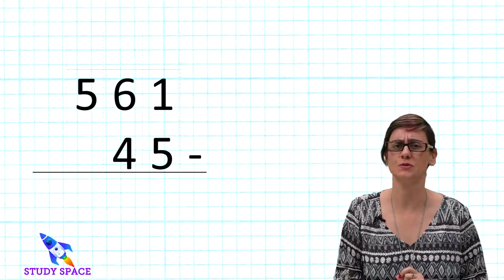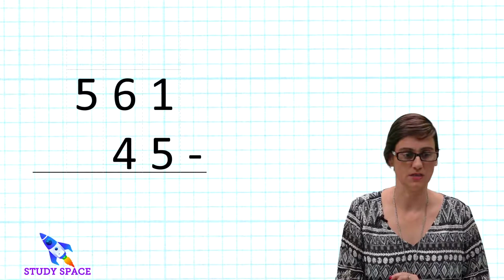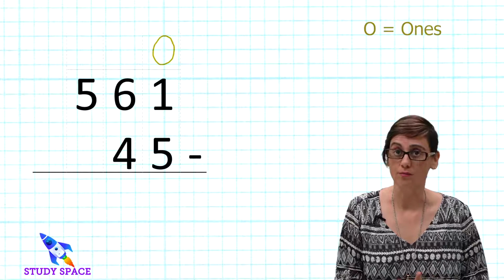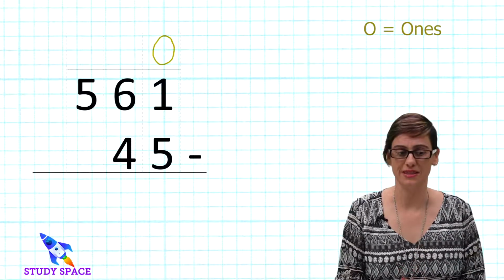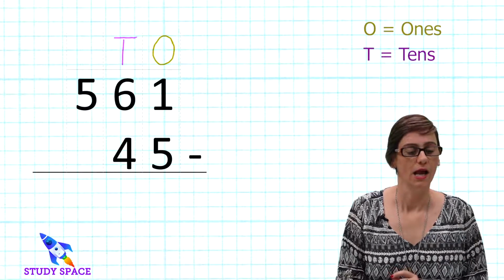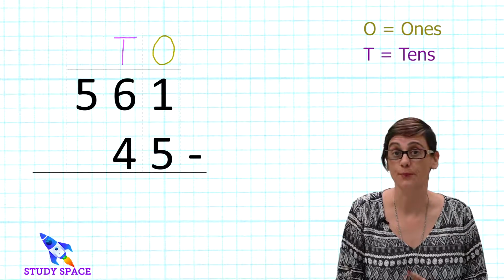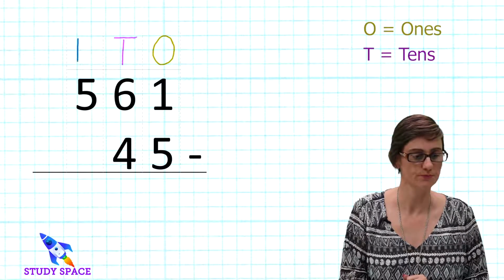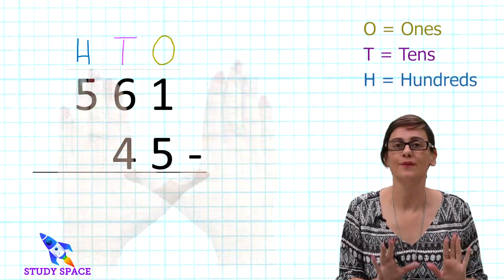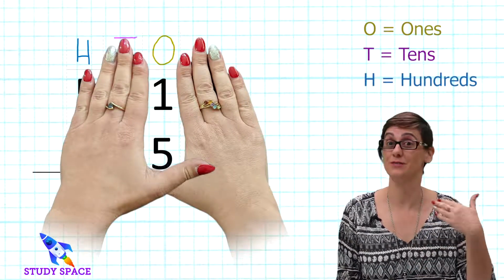Okay, so the first thing we're going to do is we're going to label our columns. So the first column is the ones column, so we'll represent that with a capital O. And our next column is the tens column, so we'll represent that column with a capital T. And then our third column in this question is for the hundreds, and we'll represent that with a capital H.